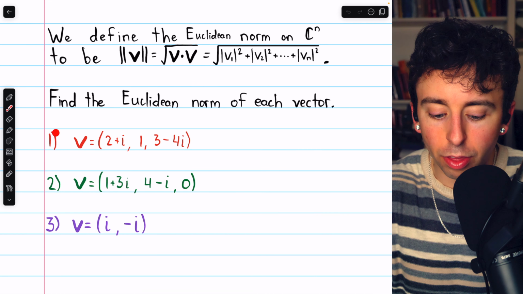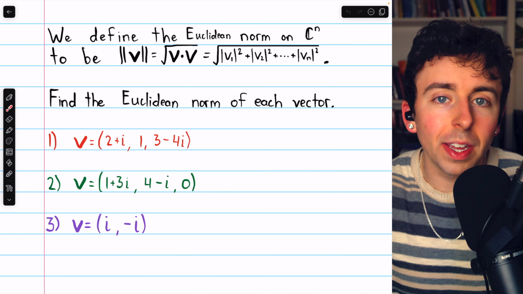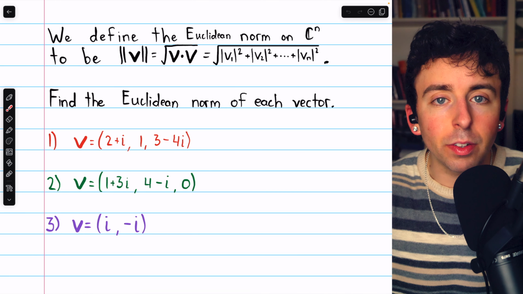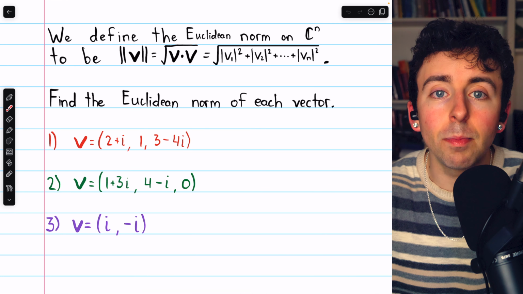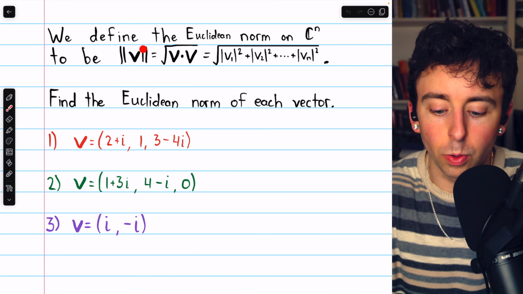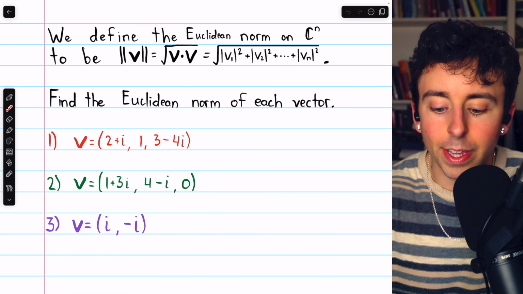We're going to go over 3 examples of finding the Euclidean norm or magnitude of a complex vector. In a previous video, link in the description, we introduced the complex dot product and how that can be used to define the magnitude of a complex vector. We say that the magnitude of a complex vector v is the square root of v dot v.